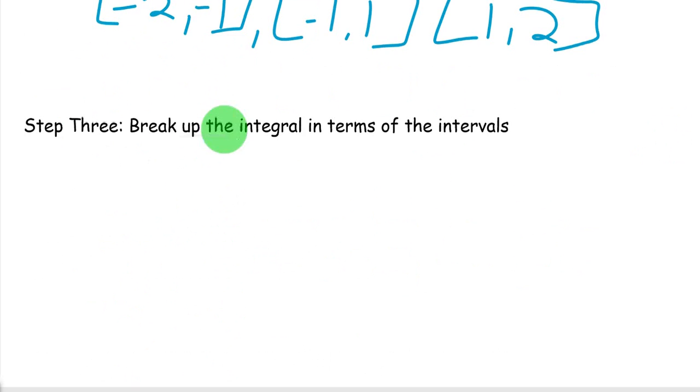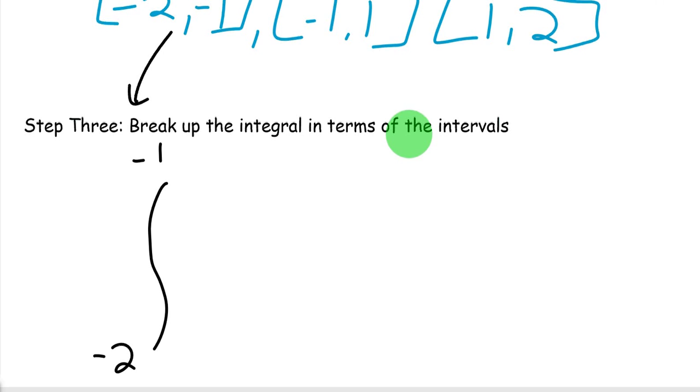So 3 is to break up the integral in terms of the intervals. So instead of just doing the definite integral from -2 to 2, which would give the signed area, we need to split it up into 3 integrals. First integral, and these are going to be based on these actual intervals we just came up with. The first one is going to be from -2 to -1 of 1 minus x squared dx.